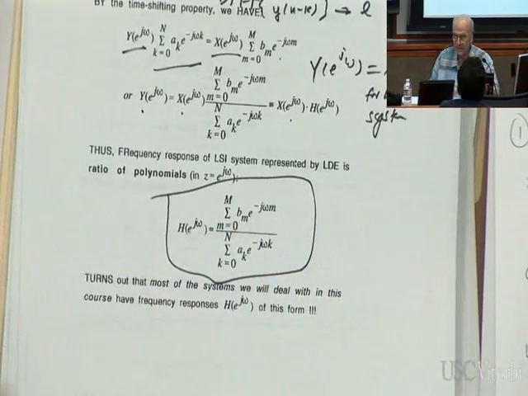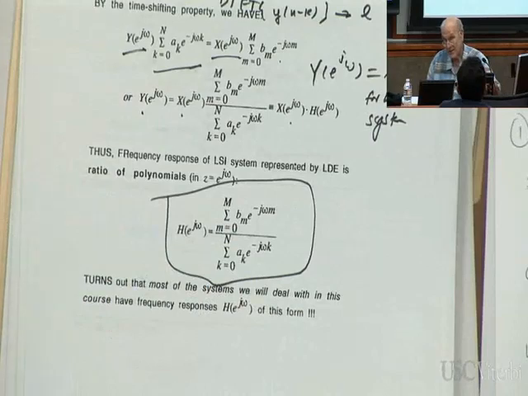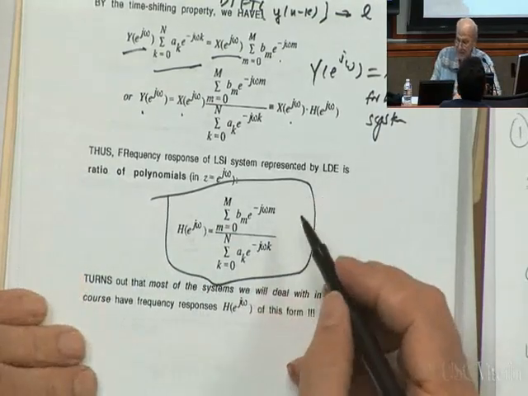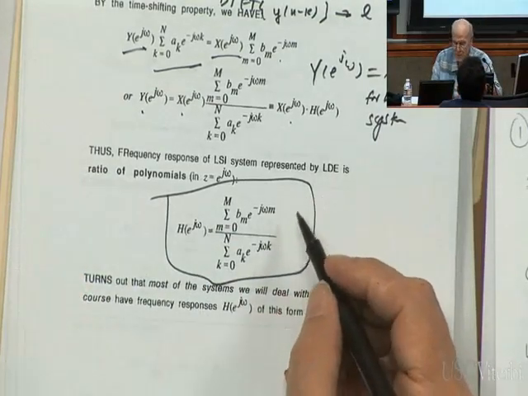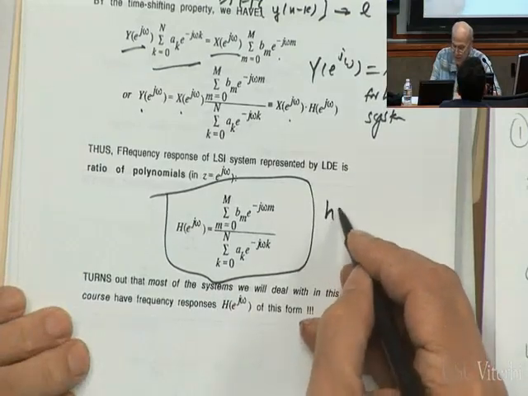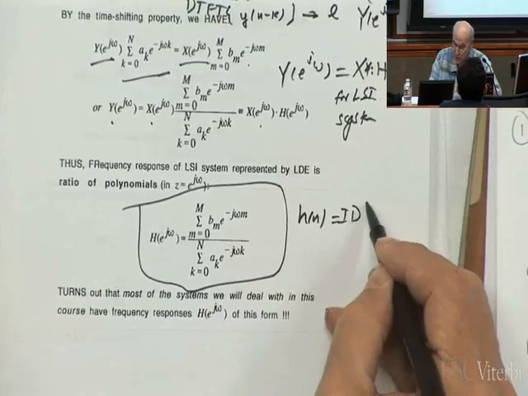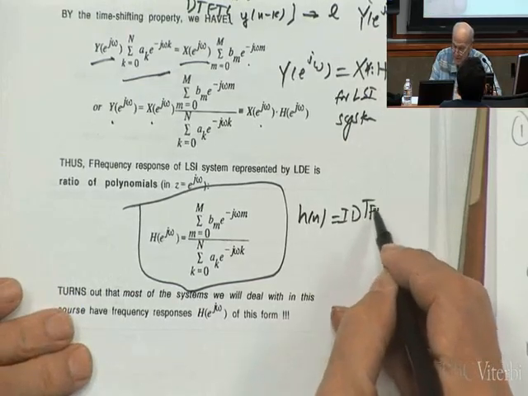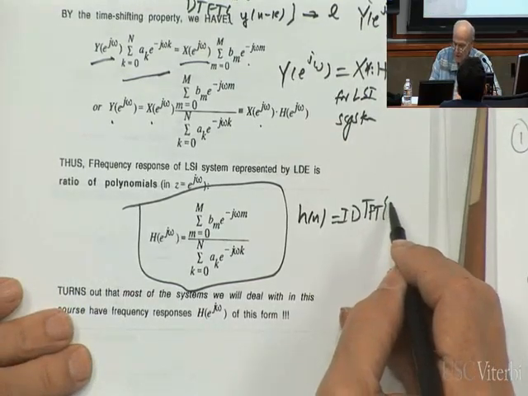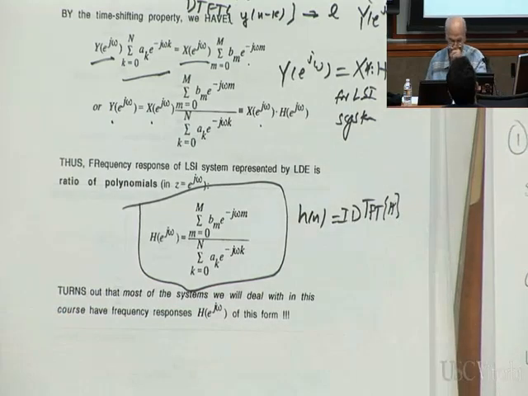And many times, depending on the order of the system, it is much simpler to compute h of n by the inverse DTFT, see? Or, as we'll talk about in just a moment, the inverse Z transform of H.